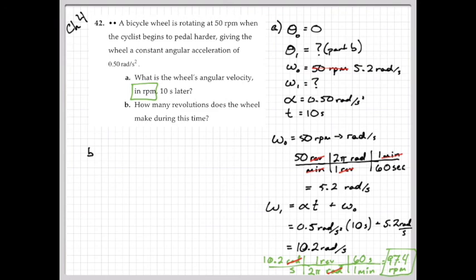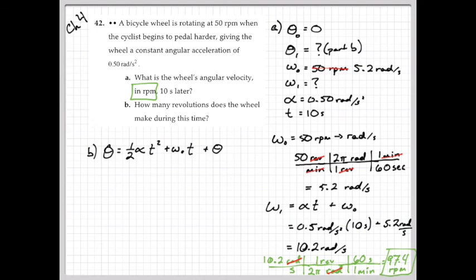So ignoring the fact that we just found the final angular speed, the only equation that would work is the longer one. So angular position is 1/2 the angular acceleration times time squared plus the initial angular speed times time plus the initial angular position.